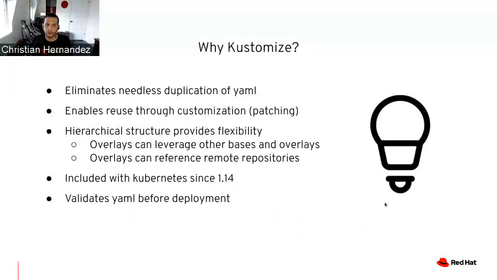So as I was saying before, it's included in Kubernetes, so just use it. Use it where you can. It validates the YAML before deployment, right? So there's no need to lint the YAML. It'll validate it, and if it's invalid, it won't even try to apply it. And it's completely flexible, right? You can make it essentially do what you need it to do.